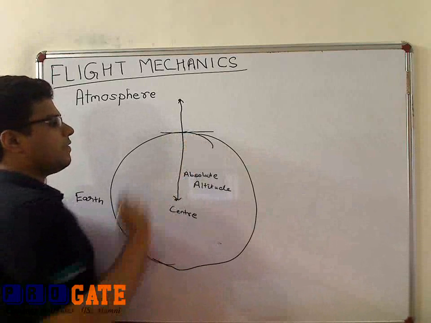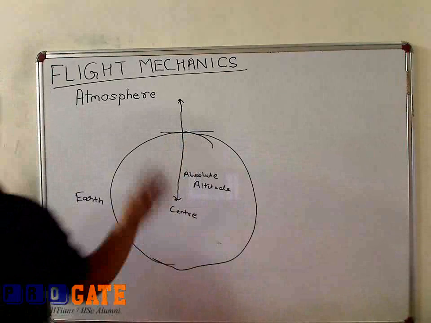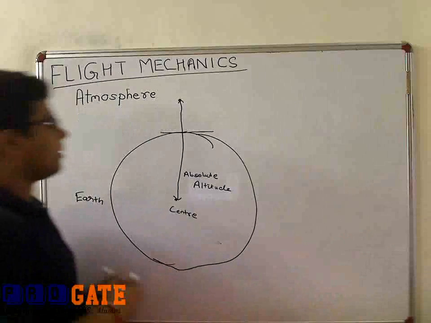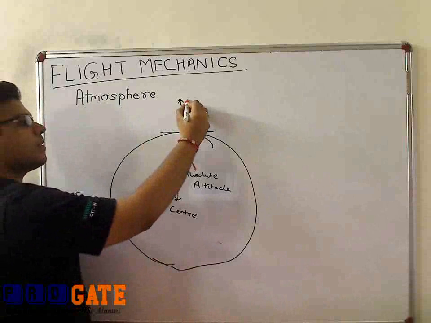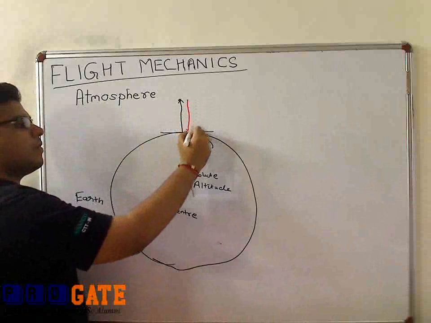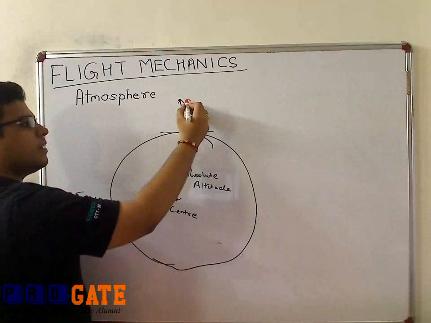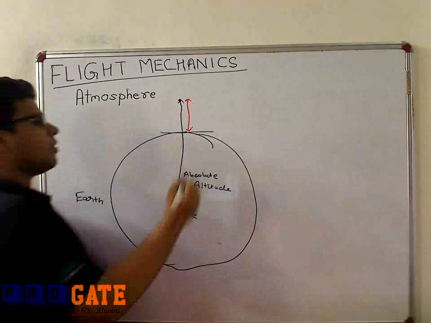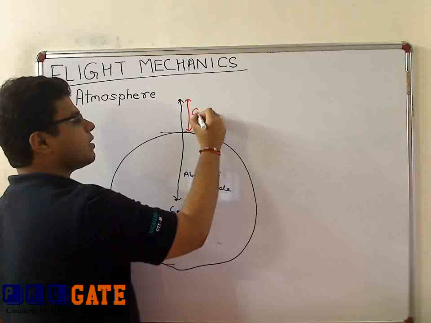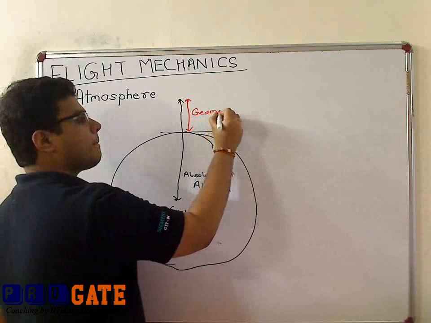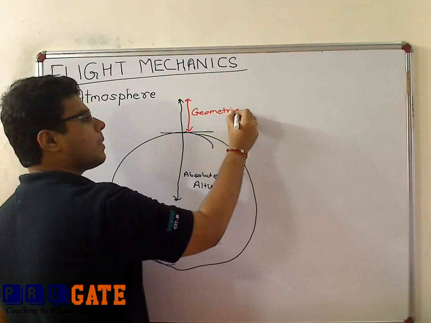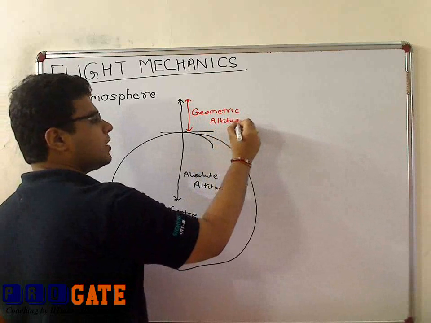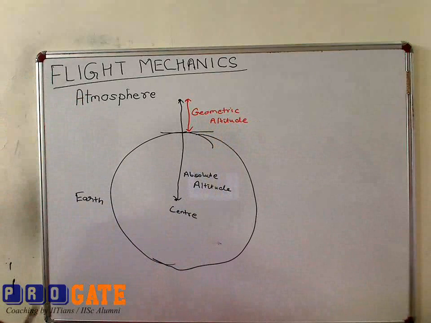So the other definition is analogous to that. So the distance of any point from the sea level at that location, the latitude and longitude, is called the geometric altitude of that point.